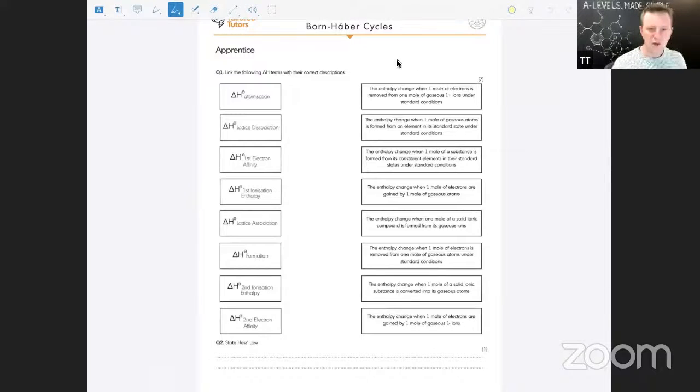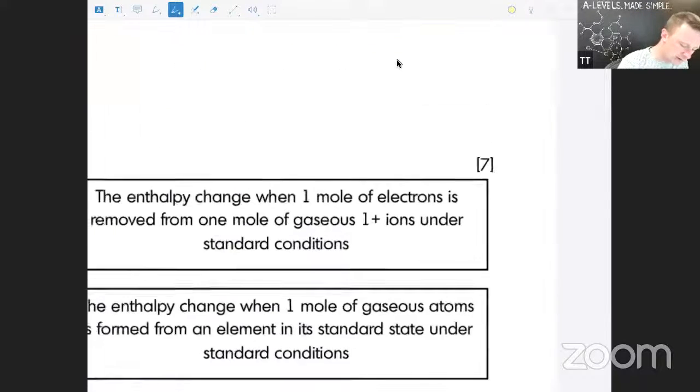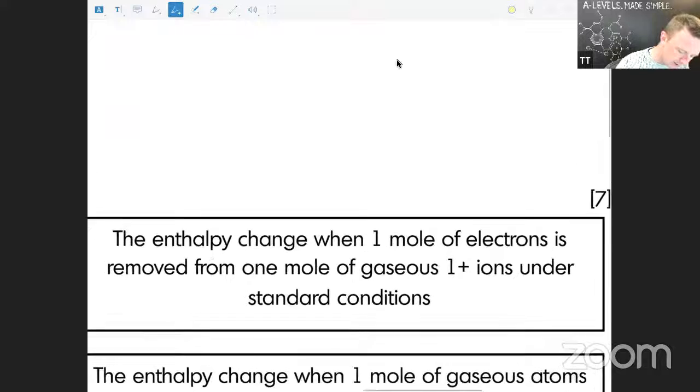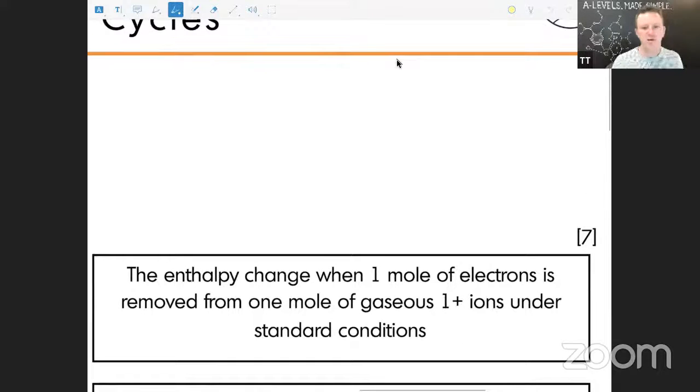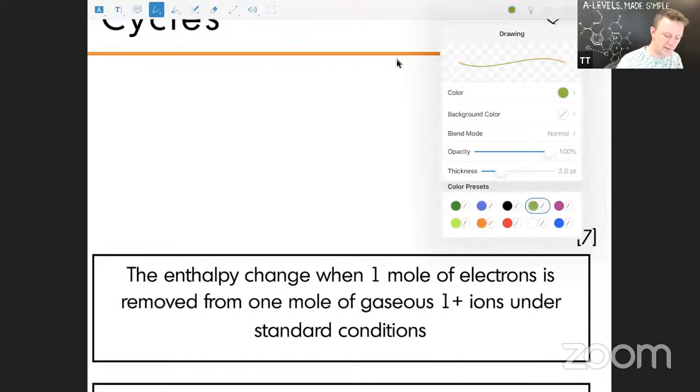So, Born-Haber cycle, massive Hess's law cycle. That's all it is. Right, I'm going to show you some definitions. I want you to tell me, please, what delta H these represent. I'm going to zoom in on these. This first one: the enthalpy change when 1 mole of electrons is removed from 1 mole of gaseous 1+ ions under standard conditions. Now, what, pray tell, is that the definition of, ladies and gentlemen? I'm going to do this in blue.